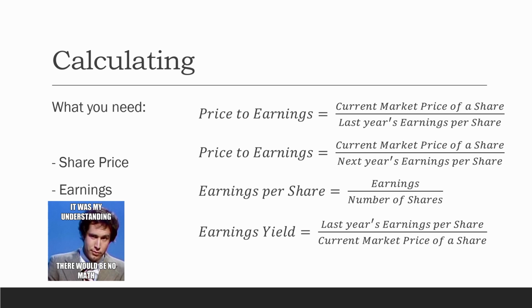One thing you can also do with this equation is flip it upside down. If we instead divide the earnings per share by the current share price, we can then get the earnings yield. You can use these formulas for any example, just plug in the numbers and you'll get the correct value.